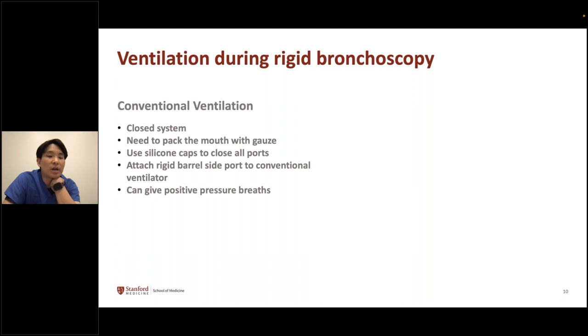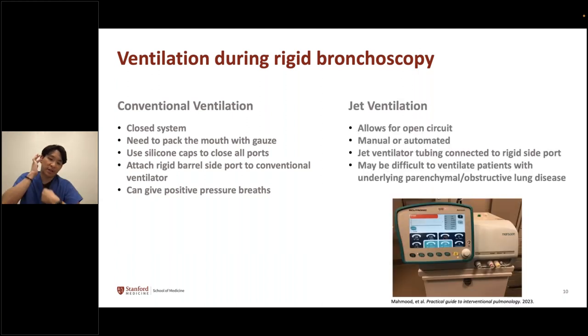The one advantage of conventional ventilation over the other ventilation that I'm going to talk about in a second, jet ventilation, is that anesthesiologists who want to monitor end tidal and want to give positive pressure breaths, similar, again, to conventional ventilation where we use an endotracheal tube, those could be done.